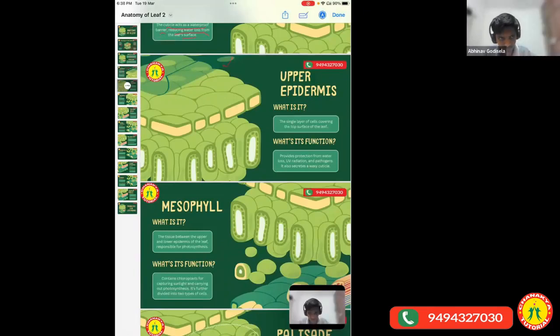Now, cuticle we are done. The second layer we have discussed was the epidermis, upper epidermis. What is it? It is a single layer of cells. Now you can see in the picture also how many layers are there? Only one layer. So it is a single layer of cells. This is the upper epidermis. So a single layer of cells covering the top surface of the leaf.